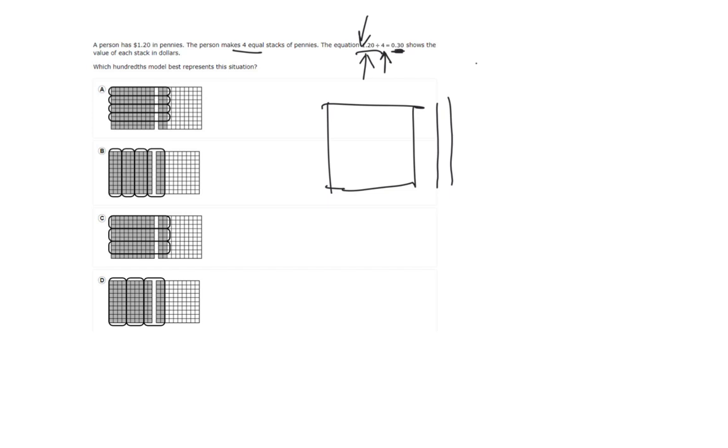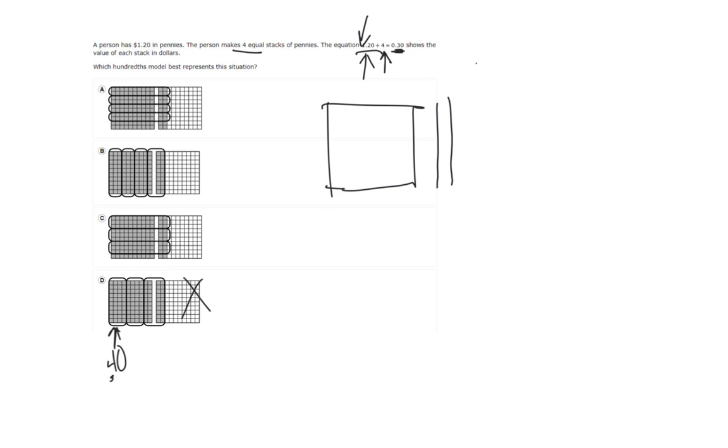Here, it looks like they've divided the entire thing into 3 groups, okay? And then each group has 1, 2, 3, 4 rods, which is basically 40 pennies in each, 40 cents. That doesn't match with the 30 cents that we have over here. So I'm going to say that this is not our answer.